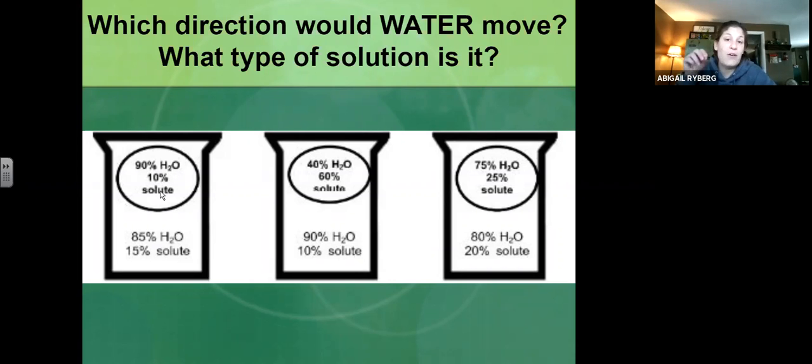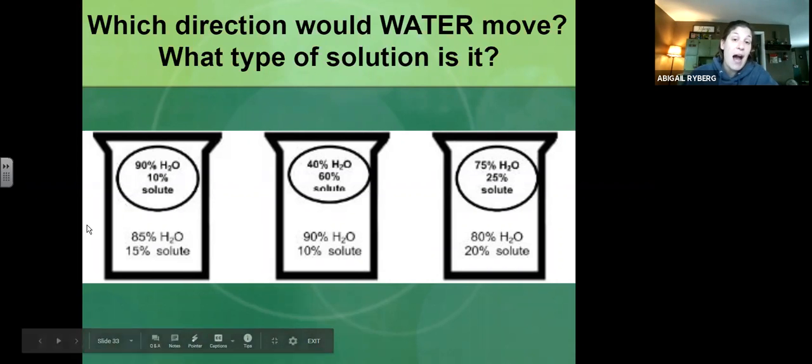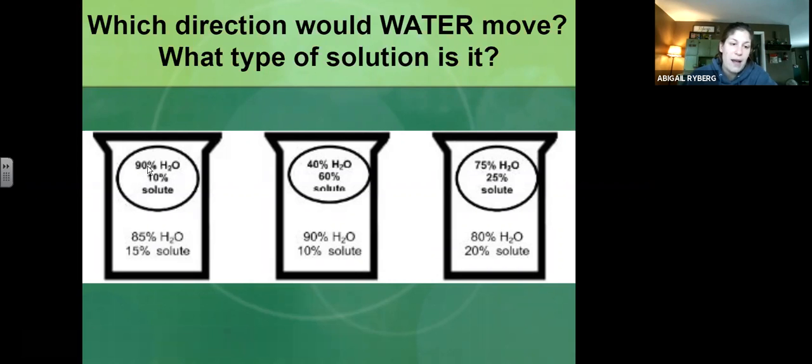And what we're looking at here is the water. So I asked you, which direction would the water move? That's key. So we're looking for the higher concentration. In this first example, there's a higher concentration of water at 90% in the cell than 85% out of the cell. So the water is going to move from the area of higher concentration in the cell out. So if I could draw, I would draw an arrow from in the cell moving out.